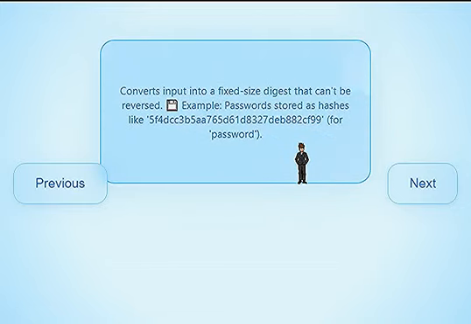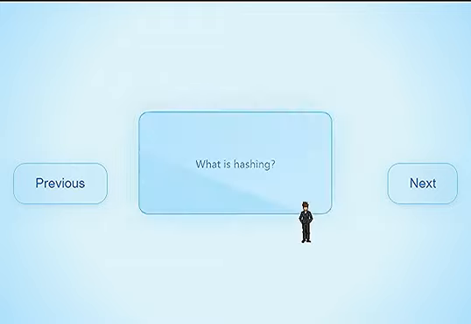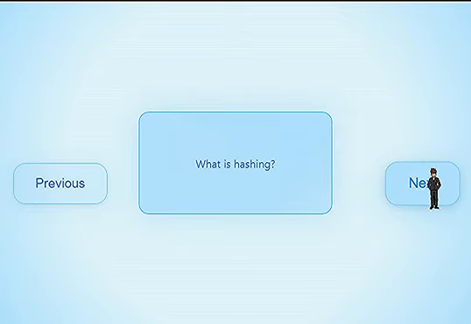Hashing is a one-way function that takes an input and converts it into a fixed-size digest that can't be reversed. This is useful for storing passwords because it means that even if someone gains access to the database, they can't recover the original password. The digest is a unique representation of the input, so even if two people have the same password, their digest will be different. This makes it very difficult for hackers to crack the passwords.